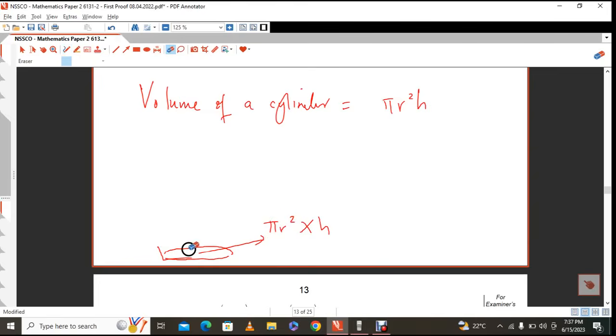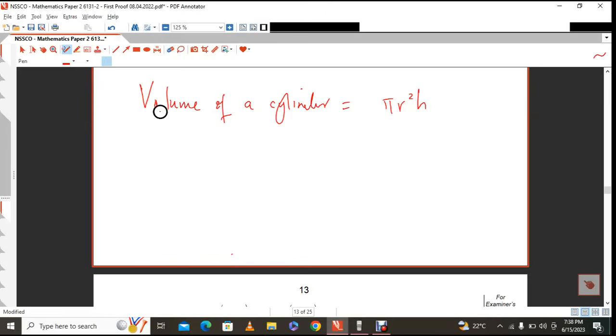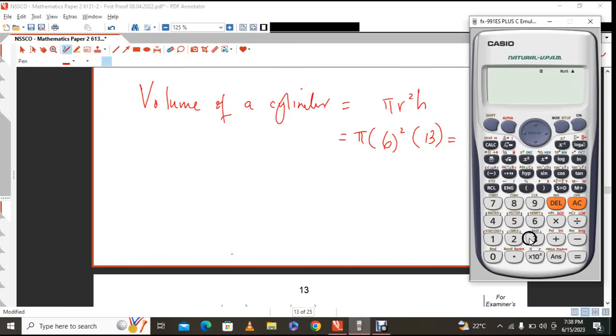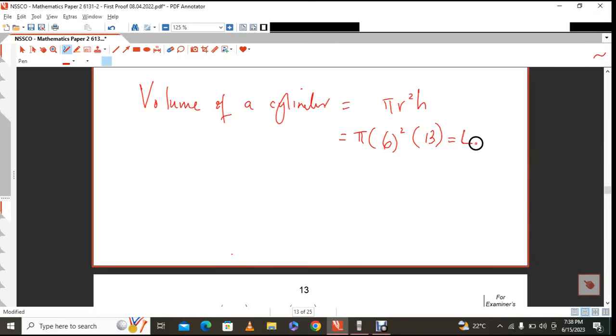So I'm just going to get rid of that so that I can include what I can do, because I'm not done. So in this case, it's pi. We know the radius is 6, and we know the height of the cylinder is 13. So again, we have 13 times 6 times 6, which is 36, times pi. It's 468 pi. And I'm not done with that.